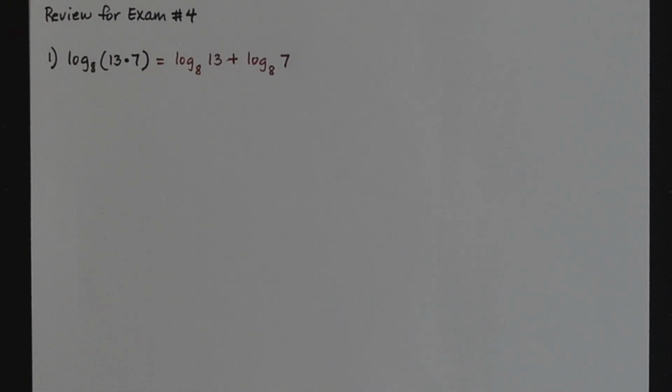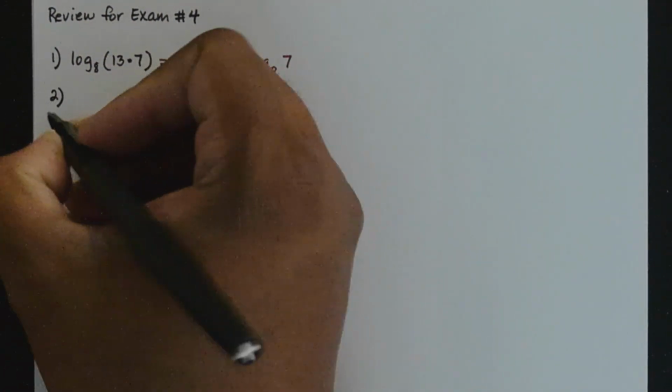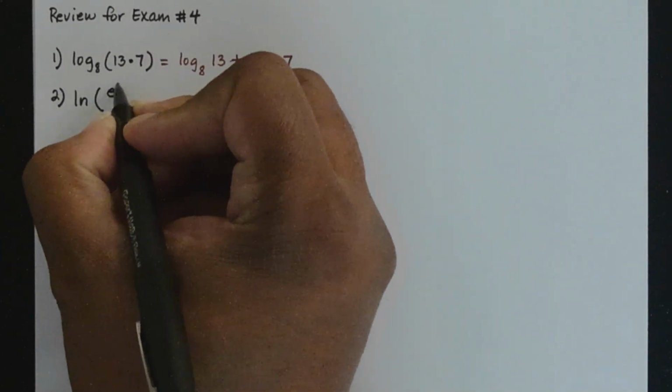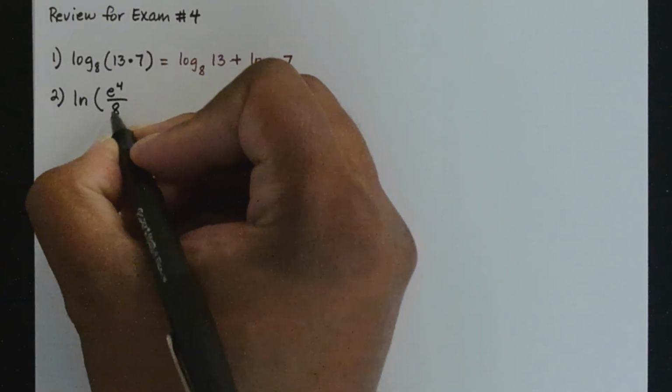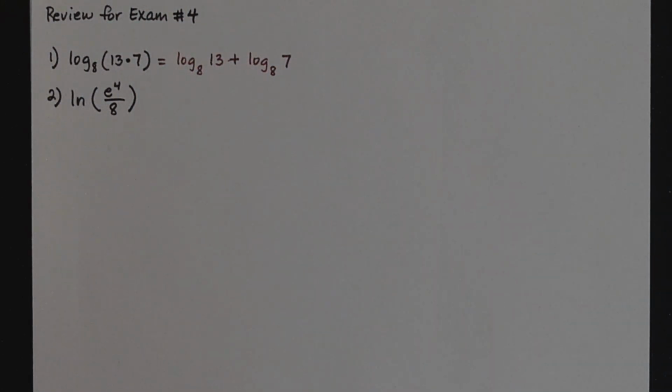Are there any questions about problem number 1? All right, number 2. Here we got the natural log, or ln, of e to the 4th divided by 8. Natural log of e to the 4th divided by 8.